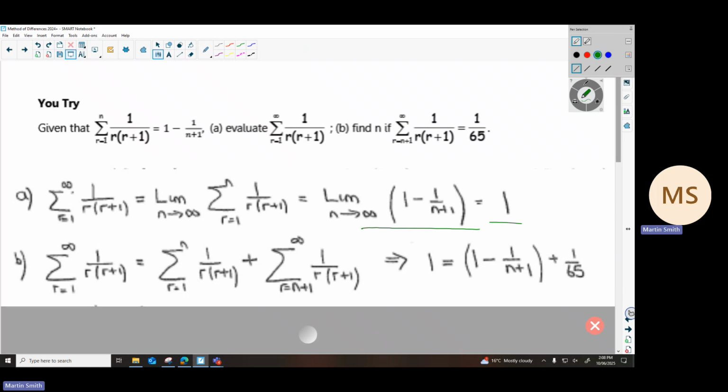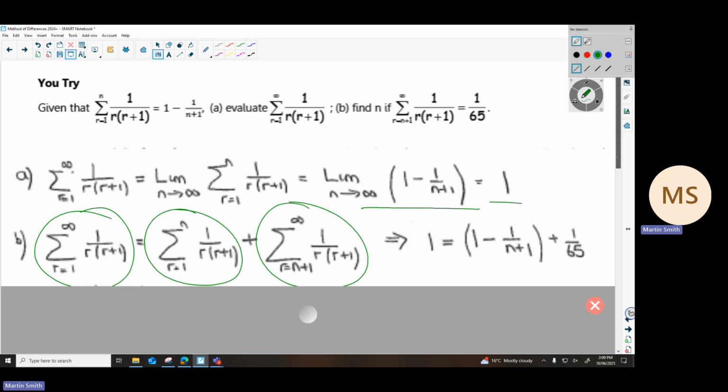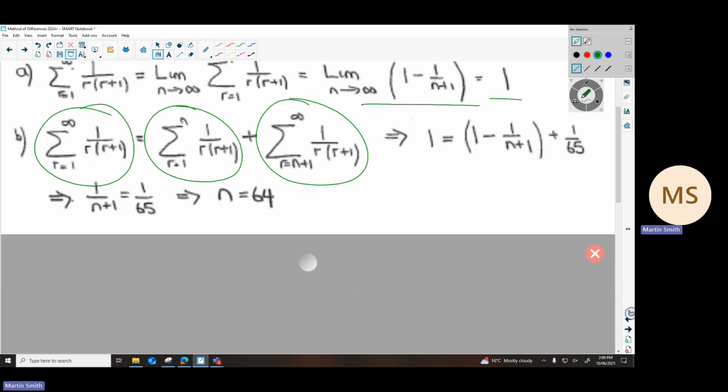To do the second part, the sum from r equals n plus 1 to infinity is the difference between the sum from r equals 1 to infinity and the sum from r equals 1 to n, because we are adding together all of the terms starting at n plus 1. Now we know that the sum to infinity is 1. The sum of the first n terms is 1 minus 1 over n plus 1. So that is that plus 1/65. If you rearrange that, you get 1 over n plus 1 is 1/65. n plus 1 is 65, so n is 64.